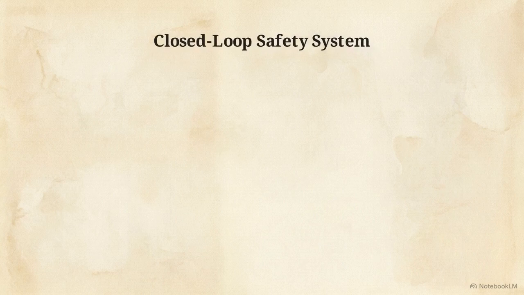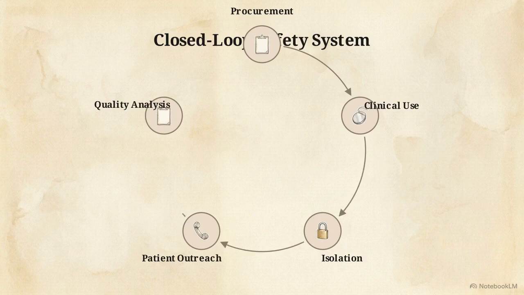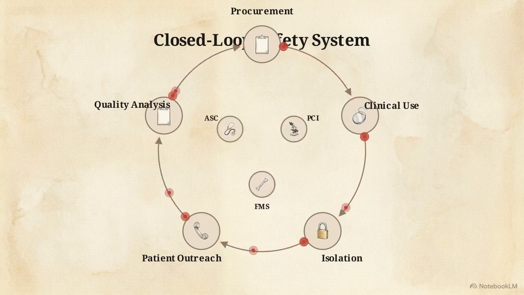Stepping back, this completed diagram reveals the holistic workflow. Managing medical equipment is a continuous loop linking procurement, clinical use, isolation, patient outreach, and quality analysis. This circuit relies on the seamless handover of data. Procurement logs feed clinical execution, which feeds post-care follow-up. The JCI chapters governing facility management, infection prevention, and surgical care do not operate in silos. They intersect and depend on one another to maintain the integrity of the loop.